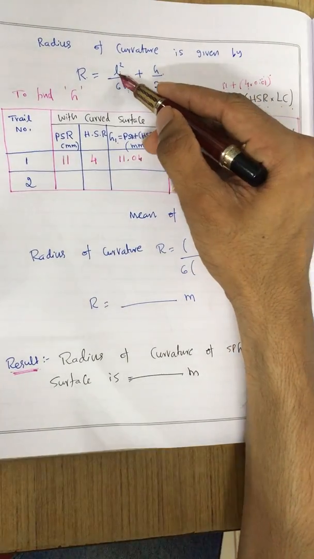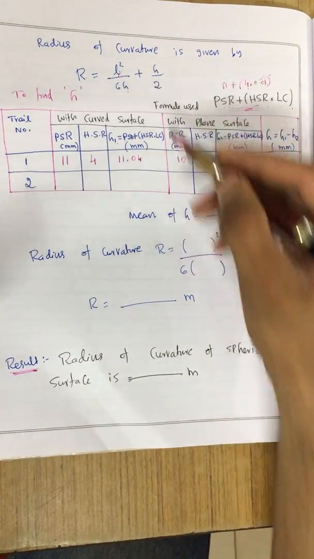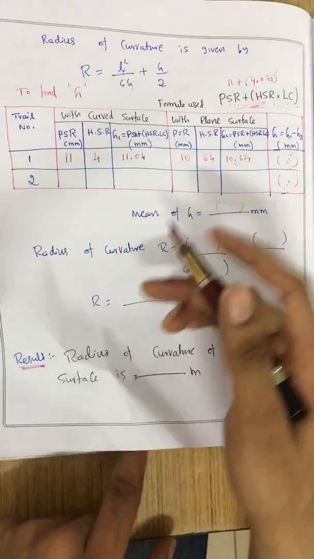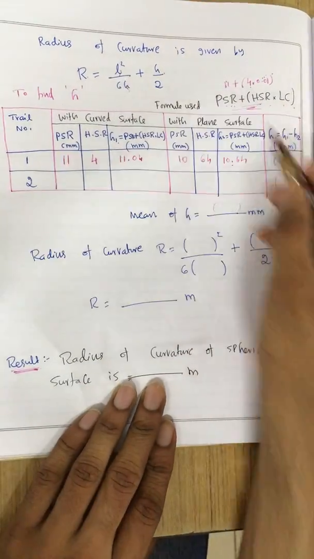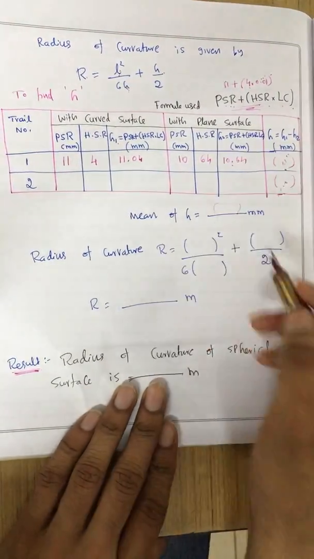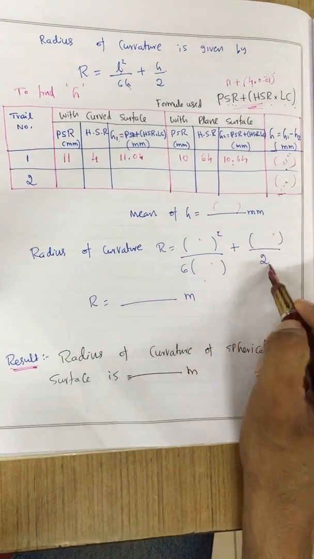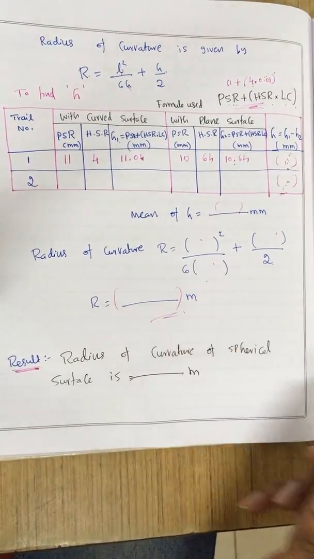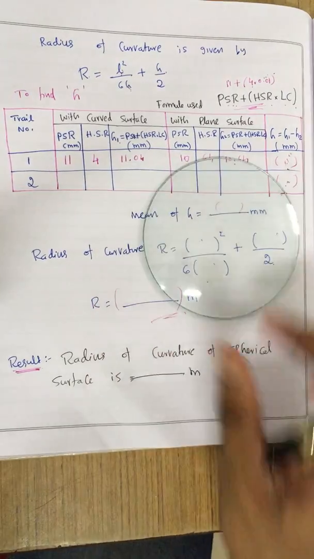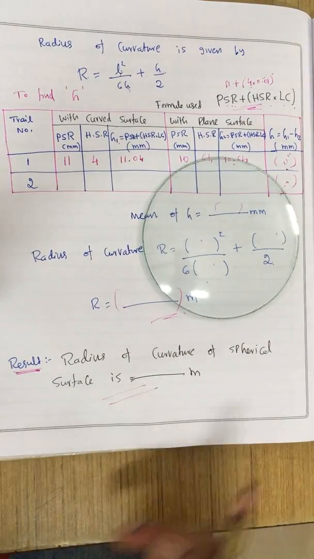Now substitute everything in this formula: L, here it is, and next comes h, this one. Convert everything into meters and substitute, and you'll get the radius of curvature of the given spherical surface. That's what I've written here in the result.